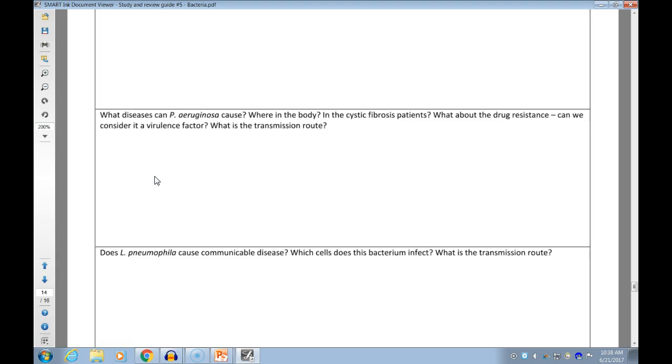Pseudomonas aeruginosa. Focus on cutaneous infections. Knowing about green nail syndrome and erythema gangrenosum is a lovely quality, but I want you to focus on the fact that aeruginosa causes the cutaneous disease and also lung disease. Okay, that makes sense. Drug resistance. Can we consider it a virulence factor? Oh yes.